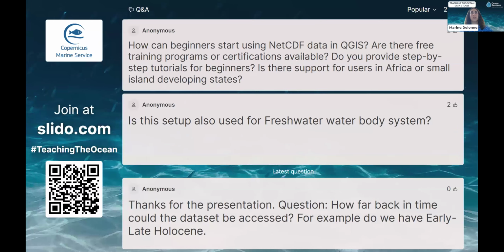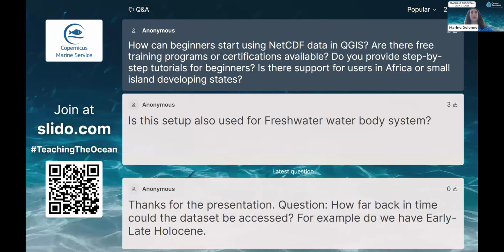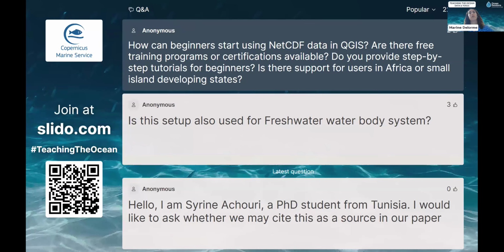Next question. How can beginners start using NetCDF data in QGIS? Are there free training programs or certifications available? Do you provide step-by-step tutorials for beginners? Is there support for users in Africa or small island developing states?